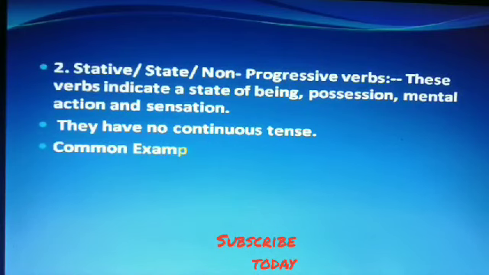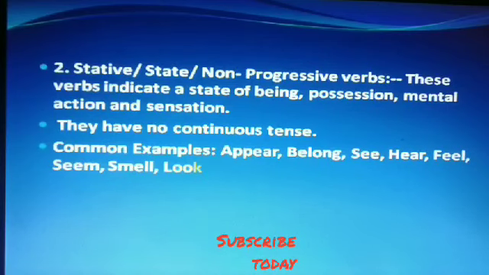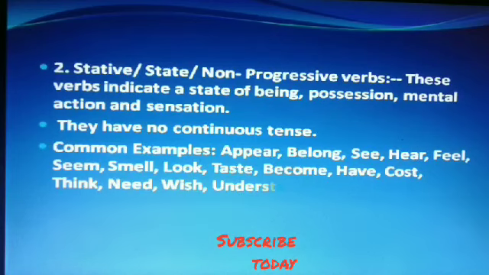Examples, those verbs, you must remember these verbs. These are used mostly in our common practices. We do find them in our texts and we do use them very frequently in our daily life. So you must remember these verbs. These are non-progressive verbs, stative verbs, or state verbs. Appear, belong, see, hear, feel, seem, smell, look, taste, become, have, cost, think, need, wish, understand, realize, love, and hate. There are many more examples. You must remember these ones.